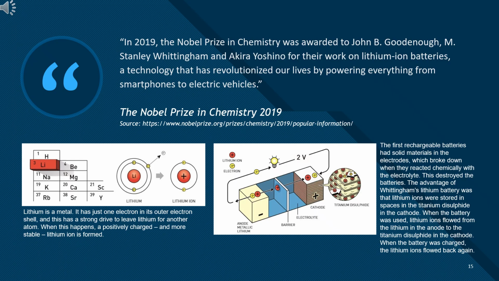On the left, you can see why lithium is so special. It's the lightest metal, and its single outer electron can be easily released, forming a lithium ion that carries charge. On the right, Whittingham's early design showed how lithium ions could move between the anode and the cathode, generating electricity in a controlled way, a foundation for today's batteries. The Nobel recognition reminds us that fundamental chemistry research can lead to world-changing technologies, something every engineer and technician in this field continues to build upon.